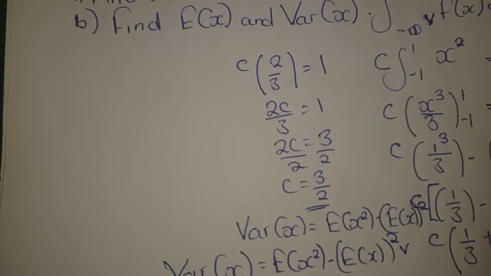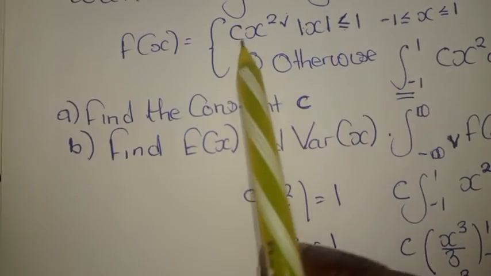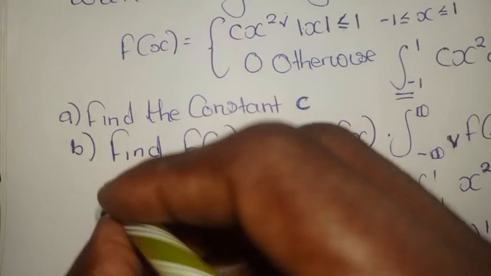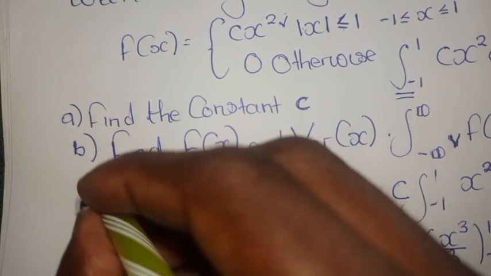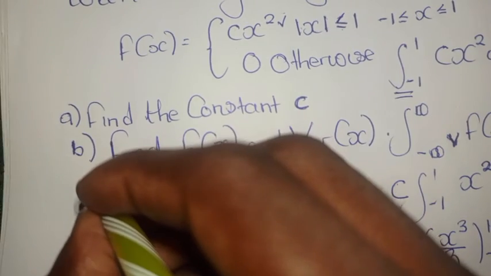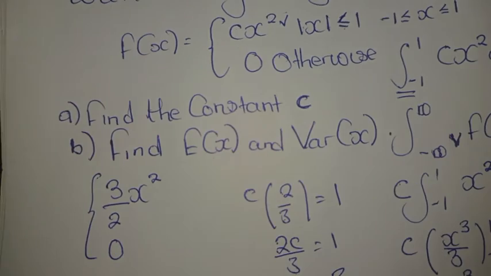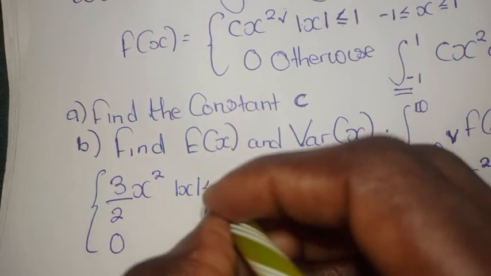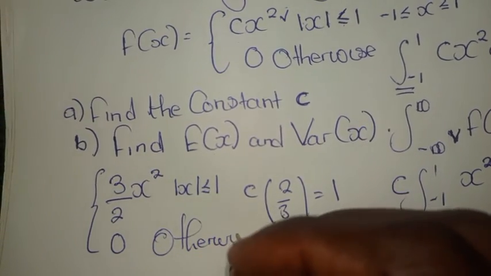But how do you find the mean of such a function, the one given here? Remember now the value of c is already known to be 3/2. So let us just rewrite it here. So this is what we have as the expression, where they have said the modulus of x is less than or equal to 1, otherwise it will be 0.